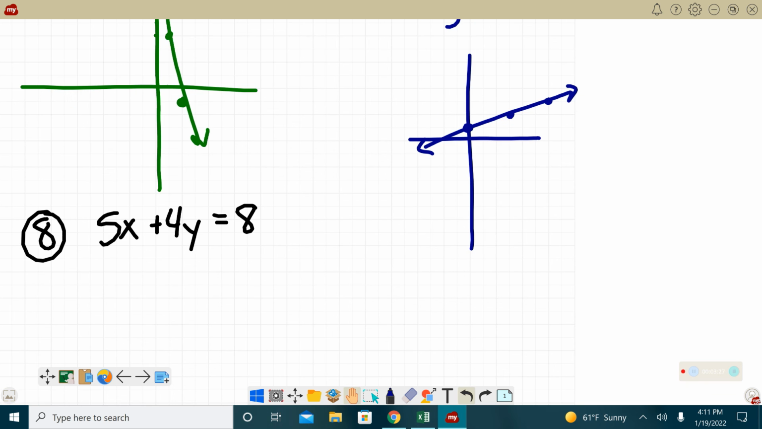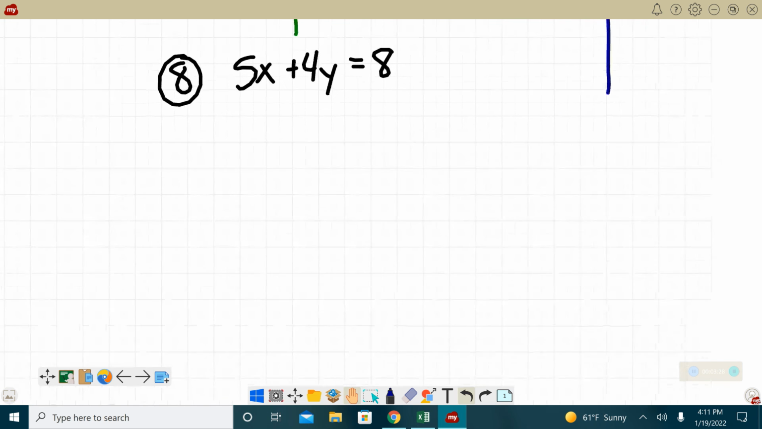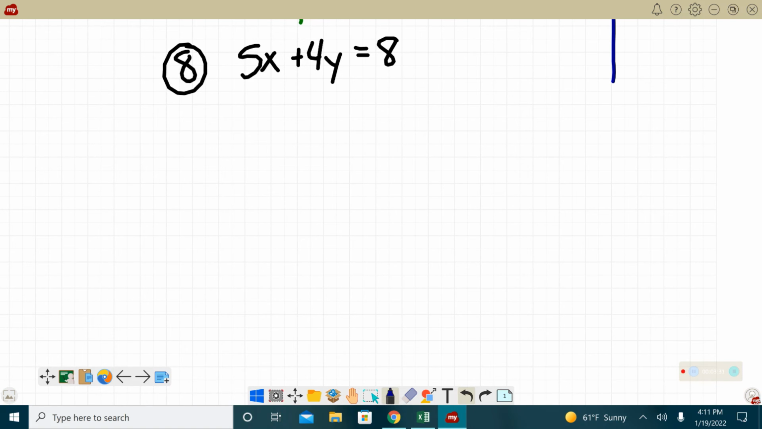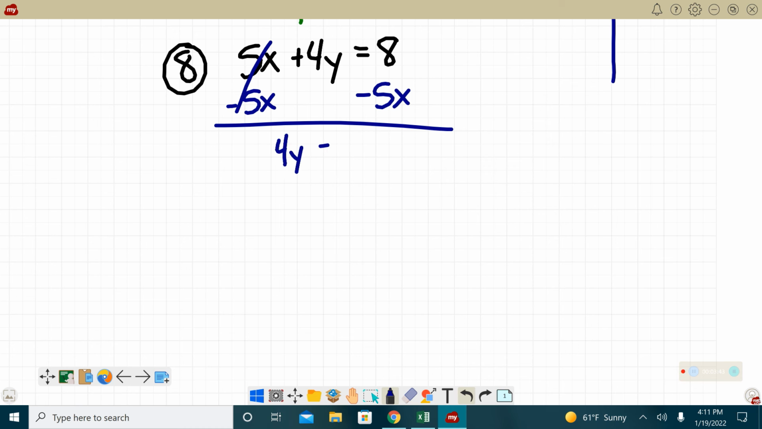And lastly, number 8. I have to change this into slope-intercept form because right now it is written in standard form. So we're going to move the x's over. These add to 0. So I have 4y equals negative 5x plus 8.